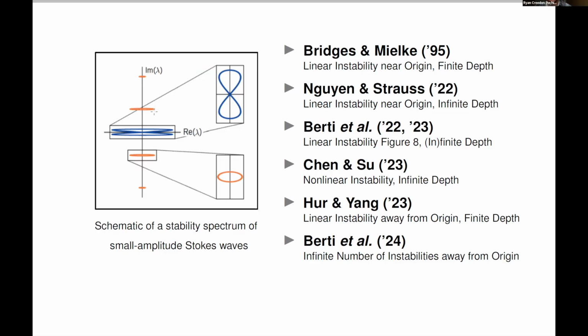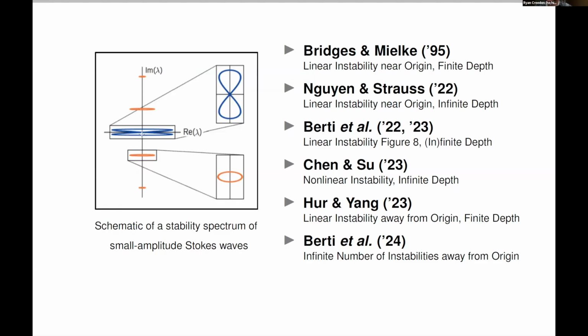And that was the state-of-the-art picture. In terms of rigorous stability results associated with this picture, there was one that actually preceded the work of Deconinck and Oliveras by quite a few years, the classic paper by Bridges and Mielke. Essentially in that paper, they were able to show that there are eigenvalues that enter the right half complex plane near the origin in this stability spectrum.